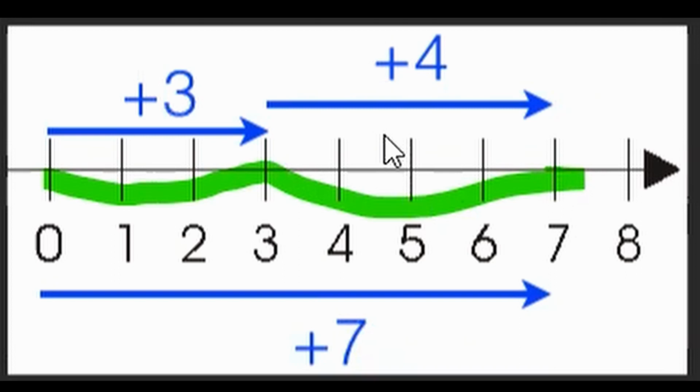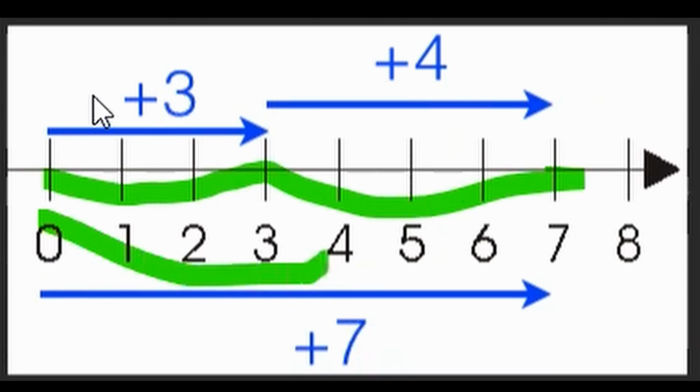Or I could have done it the other way. I could have started with 4. I'm going to go 4. Now I need to go 3 more. Same thing, positive 7. We're just counting, so we started at 0, and we get to positive 7.